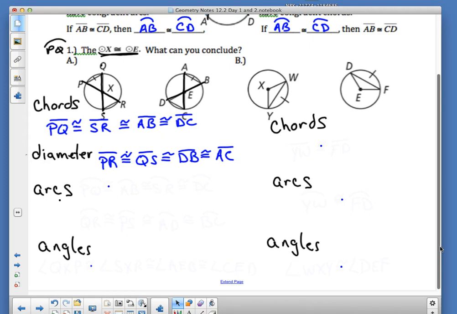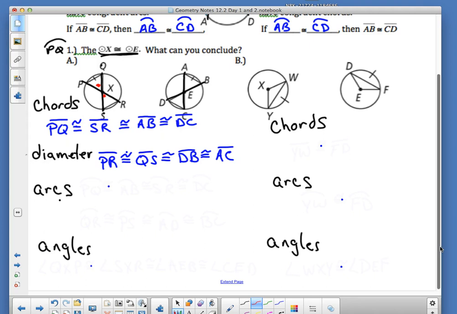Yes, sir? How did you know that SI was good? How did I know? Because our chord, from what we just went through, is defined by a vertical angle, and those vertical angles are congruent to each other. I know that right away because they cross at the center of the circle, not just because they're in the circle. They have to cross at the center. The central angles are the same, and therefore the chords will be defined as the same. And that's how I knew.